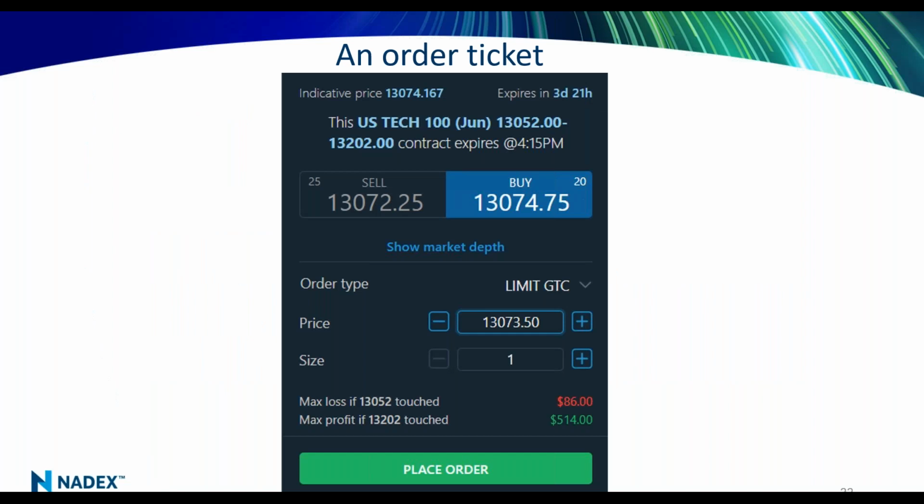Now, I want to quickly go over an order ticket because some folks were asking, how do you know if you're trading knockout number 1 or knockout number 4? Here on the order ticket, this is on the NASDAQ. In the upper left-hand corner, it tells you the NASDAQ, the US Tech 100, is trading at 13,074. This is how you know which knockout you're trading. It actually tells you you're trading the floor of 1352 to a ceiling of 13202.